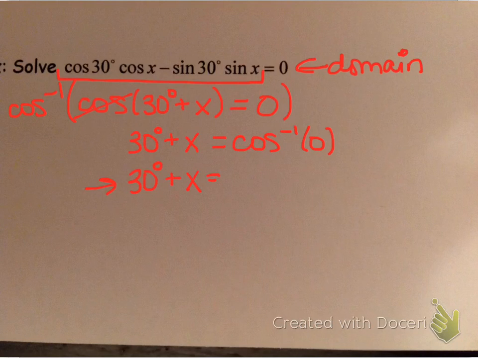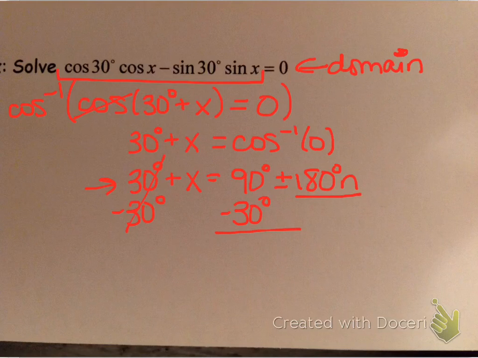Okay, so the angles that have a cosine value of 0, fortunately they're equally spaced, so I can just write one general solution. I'm going to write it in degrees, and that is 90 degrees plus or minus 180n. And then my last step is just to subtract the 30 degrees. It combines with the 90 because they're both like terms. This 180 has an n attached to it, so it won't combine. And so my solution is x equals 60 degrees plus or minus 180n.